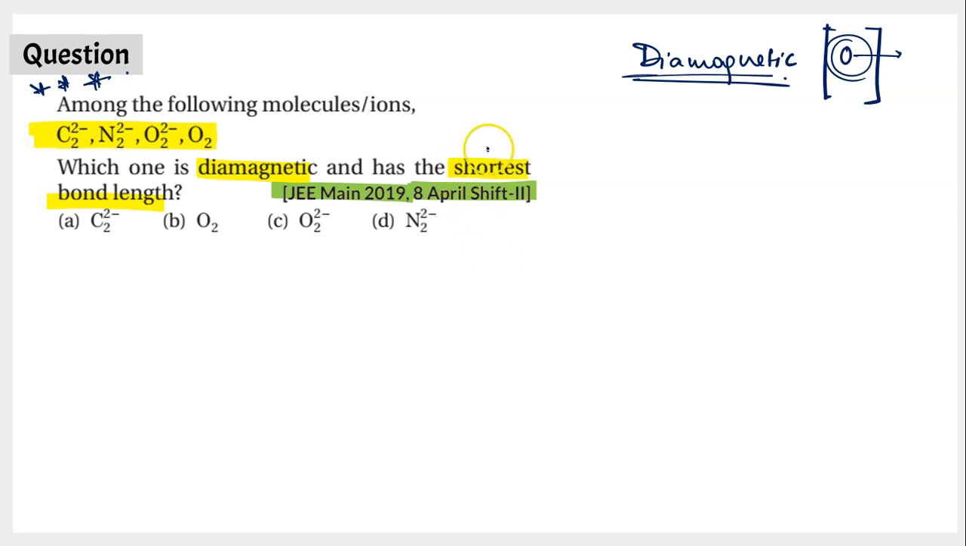And the second thing that you need to observe is the shortest bond length. Bond length and bond order are inversely proportional to each other. So from the species that you see here, if you can calculate bond order, because bond order is inversely proportional to bond length, you'll be able to compare bond length. So these are the two things that we have to be doing. Let's get started with step 1. Let's identify the number of unpaired electrons in each case and figure out which molecule is diamagnetic. Then let's talk about bond length and bond order.